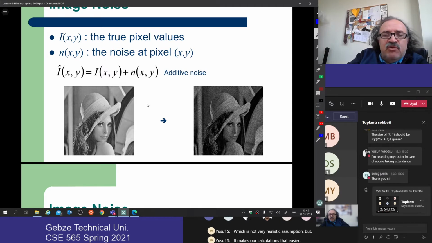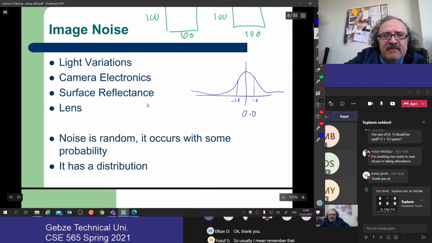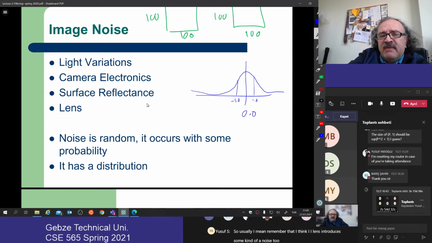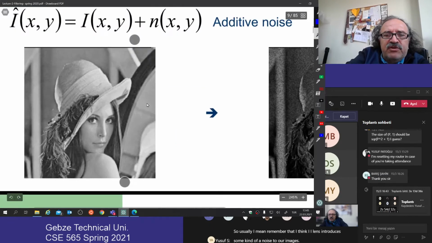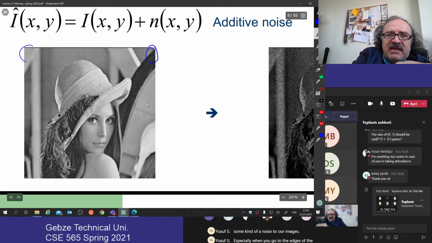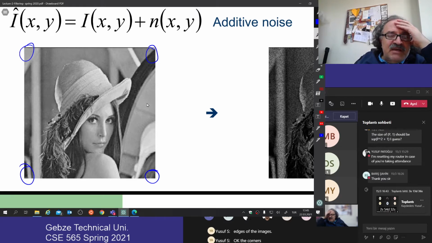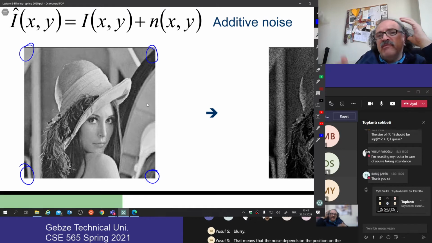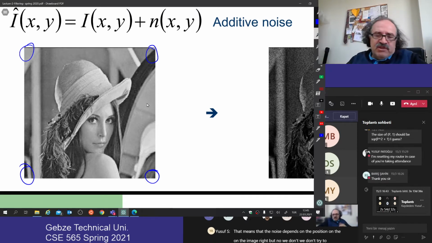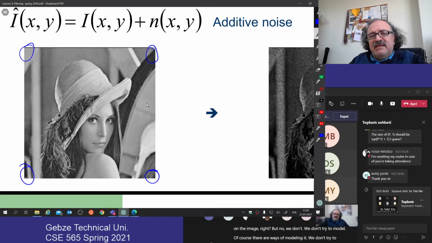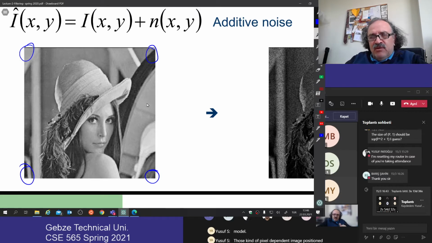Remember, I think the lens introduces some kind of noise to our images, especially at the edges and corners of the images, where they become darker and blurry. That means the noise depends on the position in the image. Of course, there are ways of modeling it, but we don't try to model that kind of image-position-dependent noise at this level.